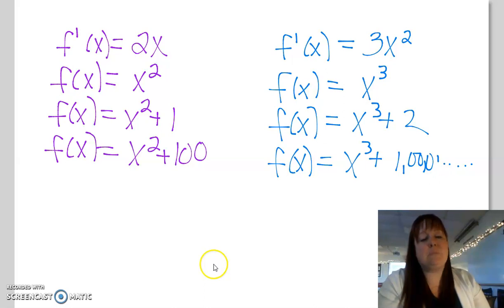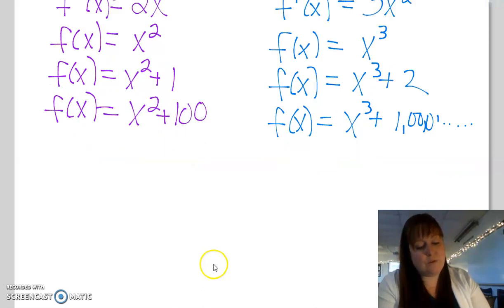So what is the pattern that we're seeing? What's the actual pattern? If I have the derivative and I want to go backwards, what do I have to do to go backwards?